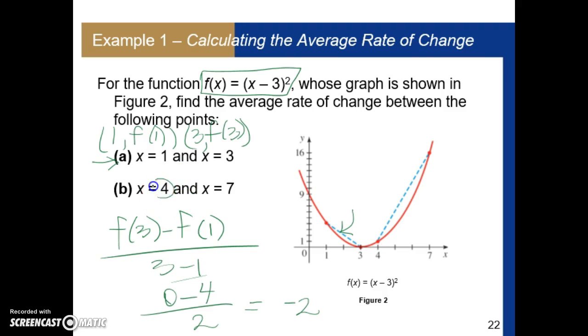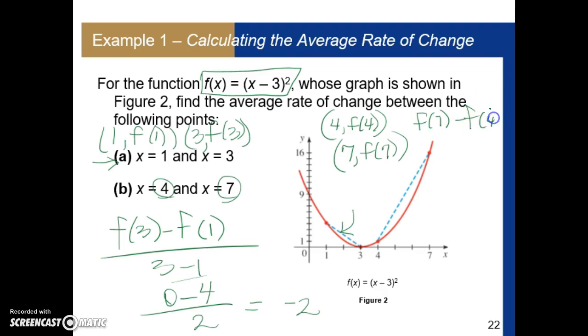Let's look at these 2 values. So we have 4, f of 4, there's 1 point on the graph, and we have 7, f of 7, is another point on the graph. So we're looking at f of 7 minus f of 4 all over 7 minus 4. There's the average rate of change. So f of 7 appears to be 16. f of 4 is 1, and 7 minus 4 is 3. So that's 15 thirds, or 5.